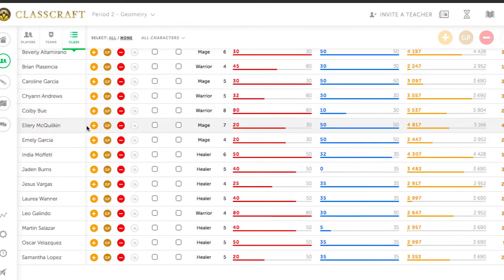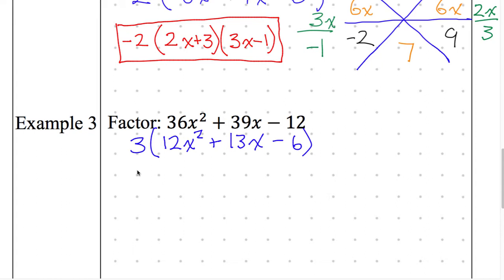And I'm going to be looking for someone to do the next step. What am I doing next? What am I doing next? Leo factored out the greatest common factor for us. What am I doing next for XP? Go for it, Ellery.